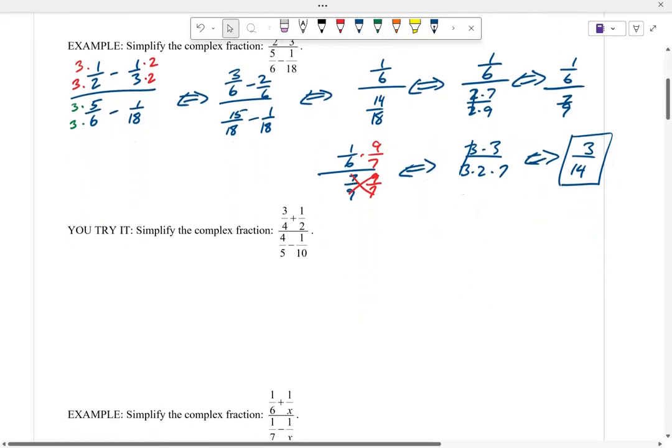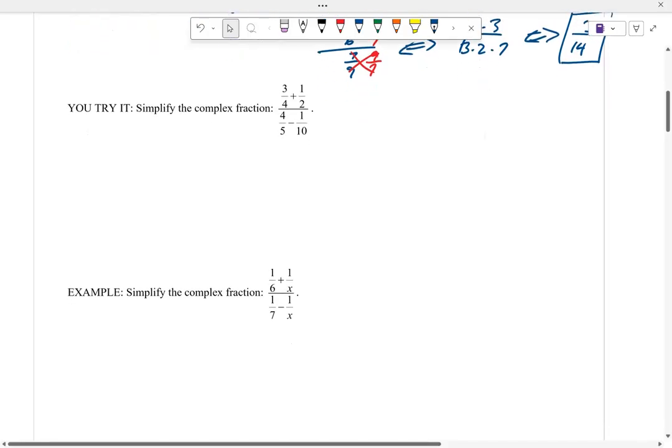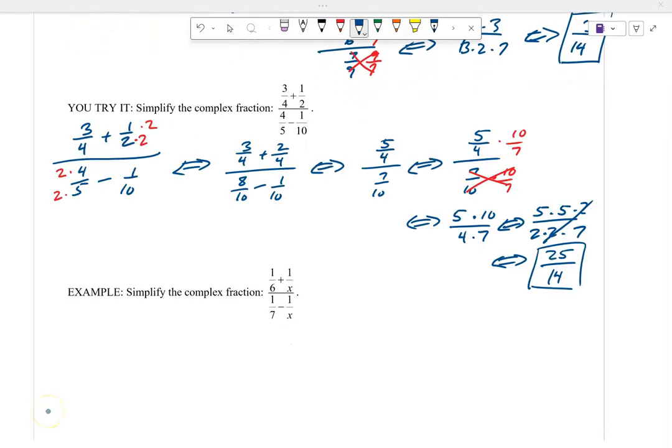You go ahead, pause the video, and try this next one. You should have ended up with 25 over 14 on that try problem there. If you want, take a look at my work to check yourself.